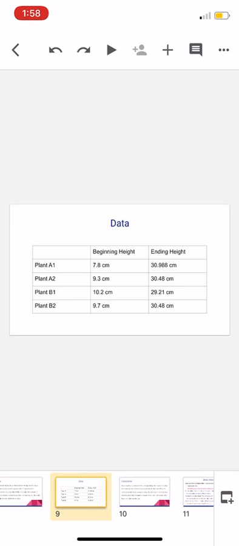This is our data chart. The only weird thing we noticed was that plant A2 and plant B2 ended at the same height, which was very weird because the plant A container didn't have any car exhaust in it.